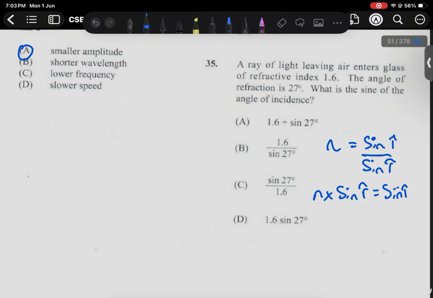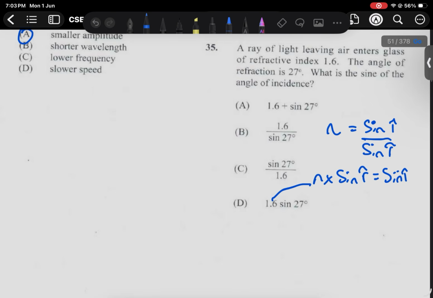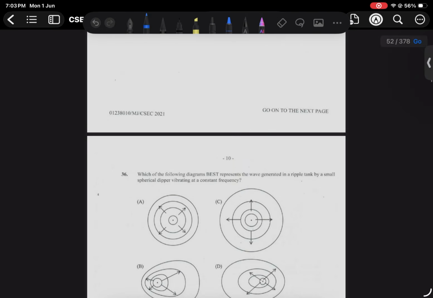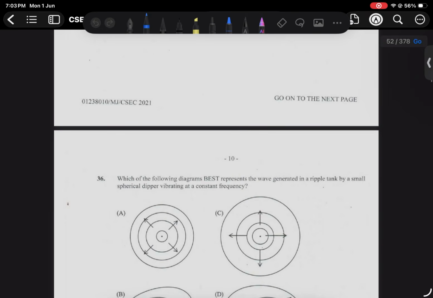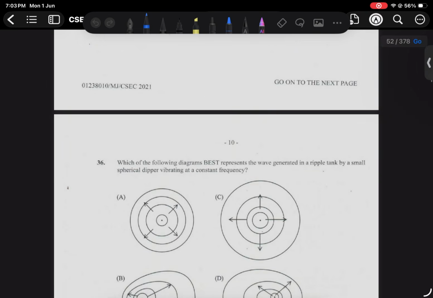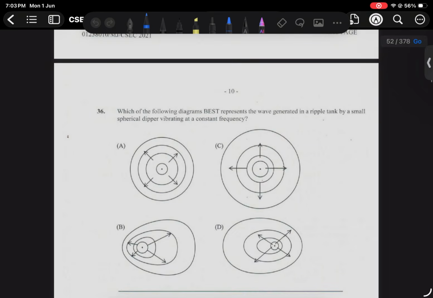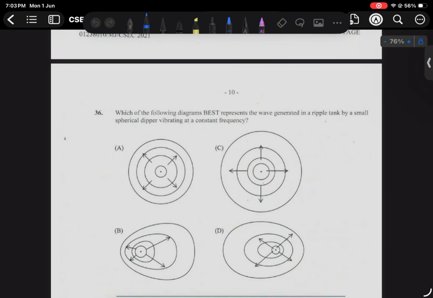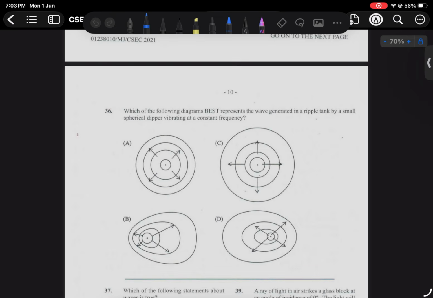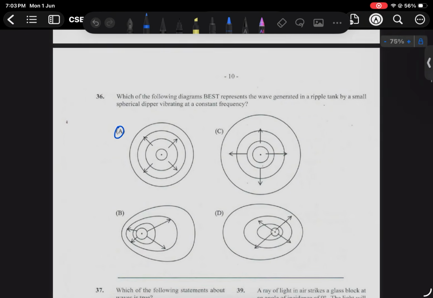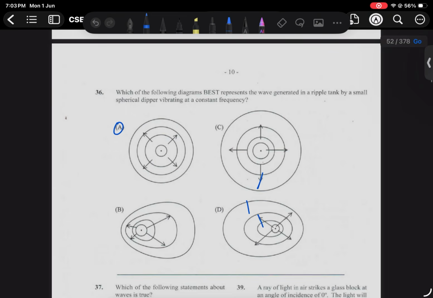And it tells us the angle of refraction is 1.6 and the refraction is 2.7. Which of the following diagrams best represents the wave generated in a ripple tank by a small spherical dipper vibrating at a constant frequency? So if it's a constant frequency, then the waves will look identical. So it's A. These ones, it varies.